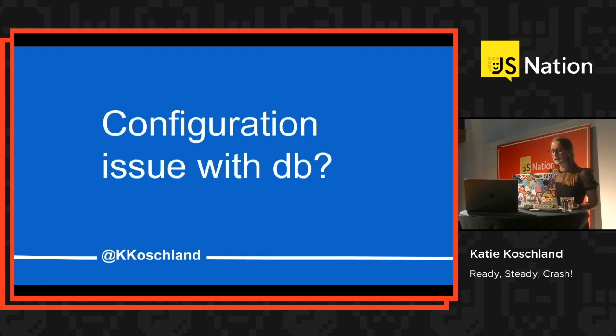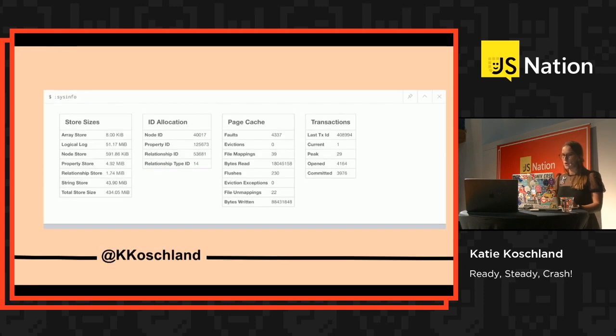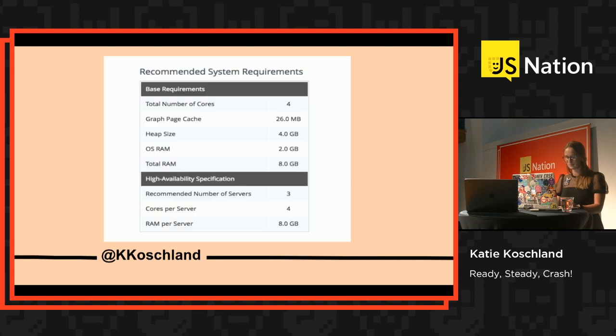So we then looked at the configuration of our Neo4j instance. What was the size of the instance? Do we have the correct RAM size? And what are the number of cores on our server? We started by running system info in the Neo4j browser, which provided us information about the size of our database. For example, information about the number of nodes, the number of relationships in our Neo4j instance.